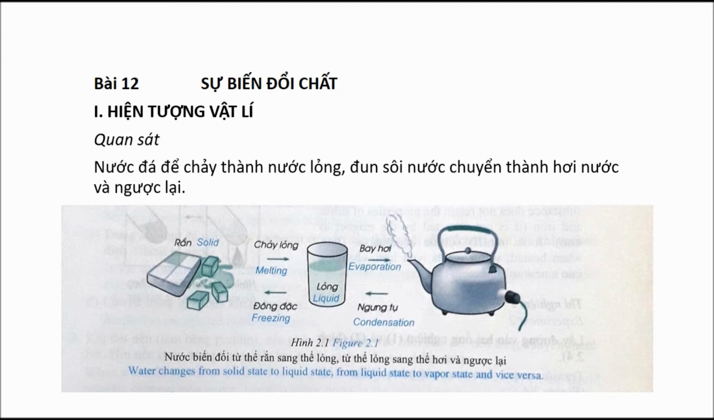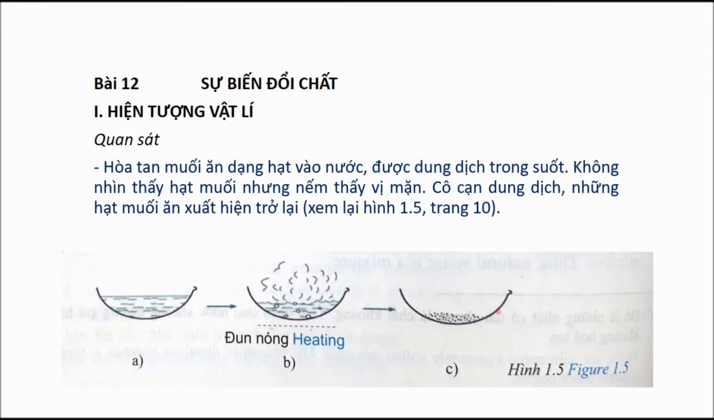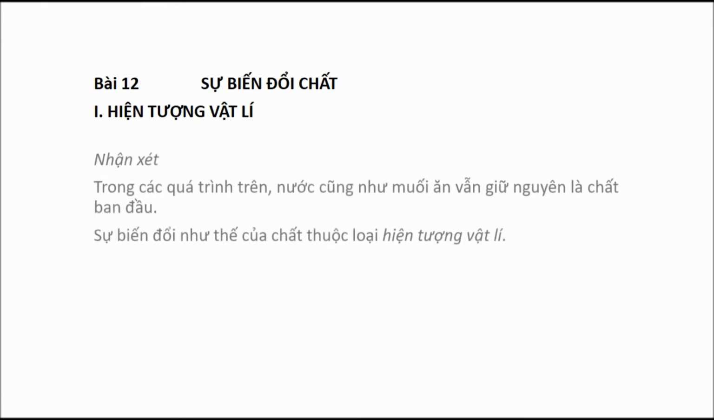When heated, water changes into steam, water vapor, and vice versa. Dissolving grain table salt into water, we obtain a transparent solution. Salt particles cannot be seen, but it tastes salty. Heating the solution to evaporate all water, the grains of table salt appear again. See figure 1.5, page 10.